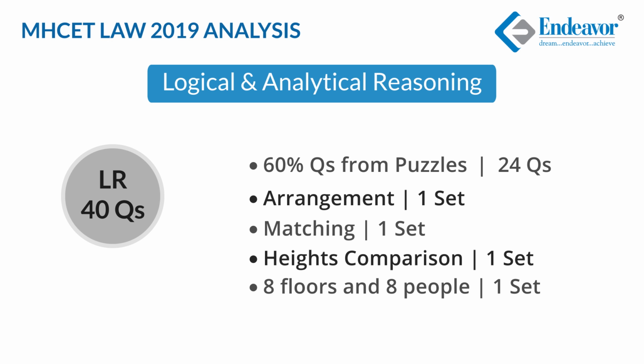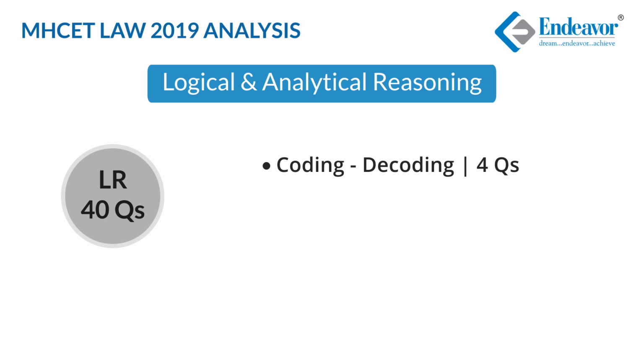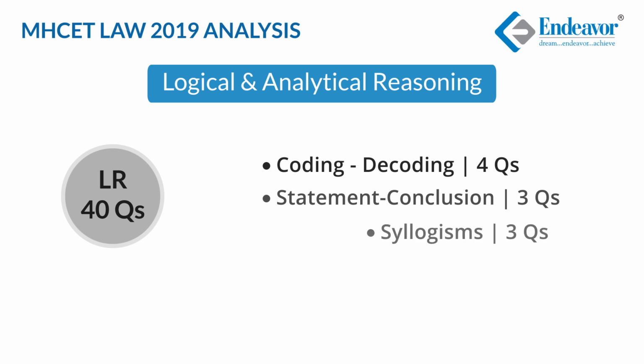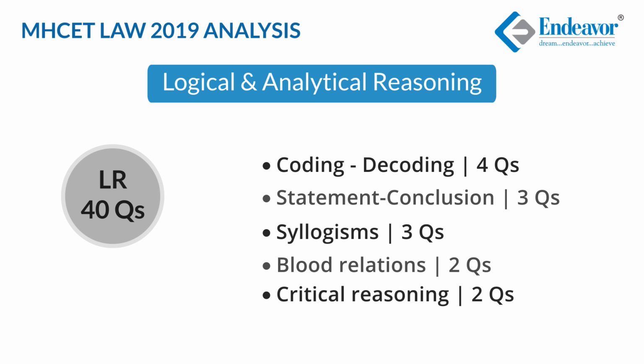2 sets on height comparison and another one of 8 floors and 8 people were doable. Students found the rest of the puzzles difficult and time consuming. 4 questions came from coding decoding of doable difficulty level. Statement conclusion and syllogism had 3 questions each. Blood relations and critical reasoning had 2 questions each.